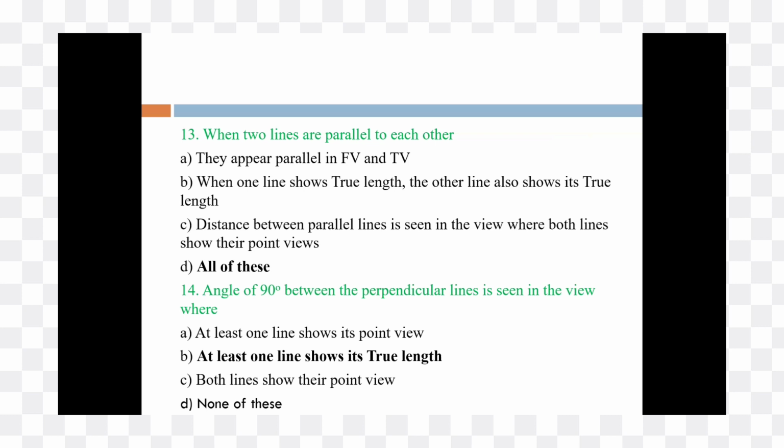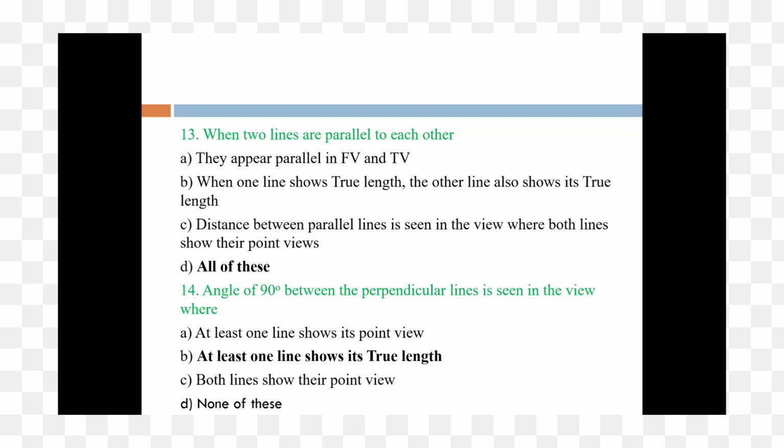So next we'll see: the angle of 90 degrees between perpendicular lines is seen in the view where. The question is, when will you get the 90-degree angle between perpendicular lines? First option, at least one line shows its point view. Second, at least one line shows its true length. Third, both lines show their point views.